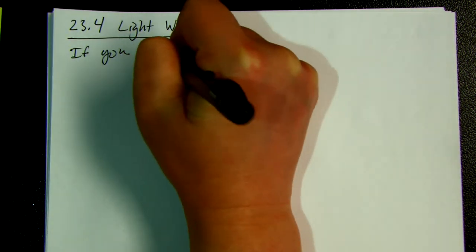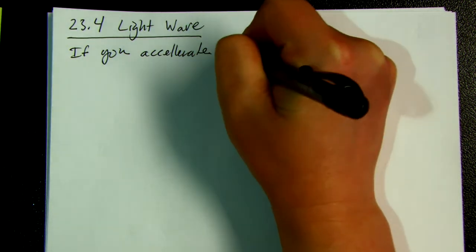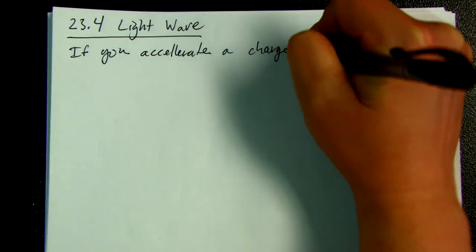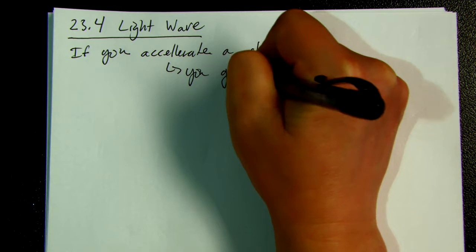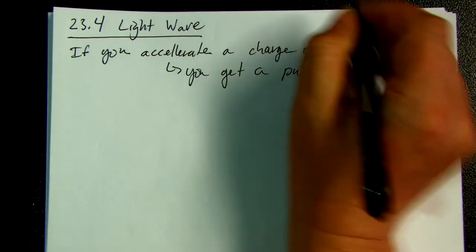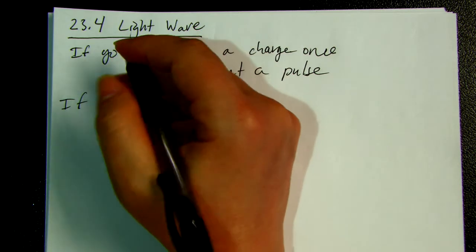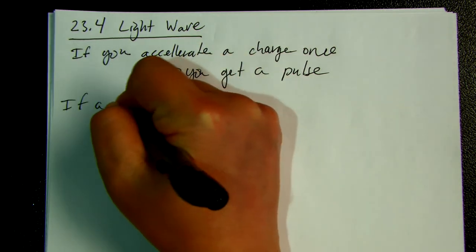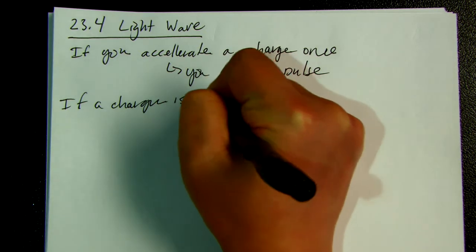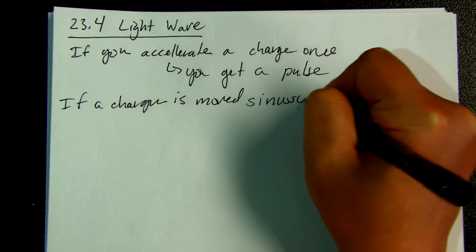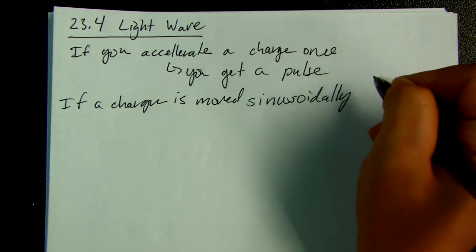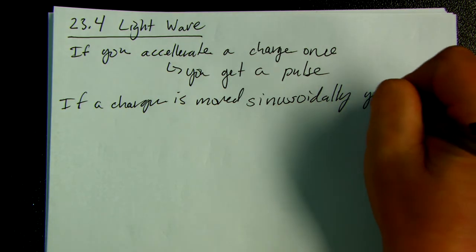All right, so the light wave. If you accelerate a charge once, you get a pulse. And we have already analyzed pulses. If a charge is moved sinusoidally, you get continuous radiation.